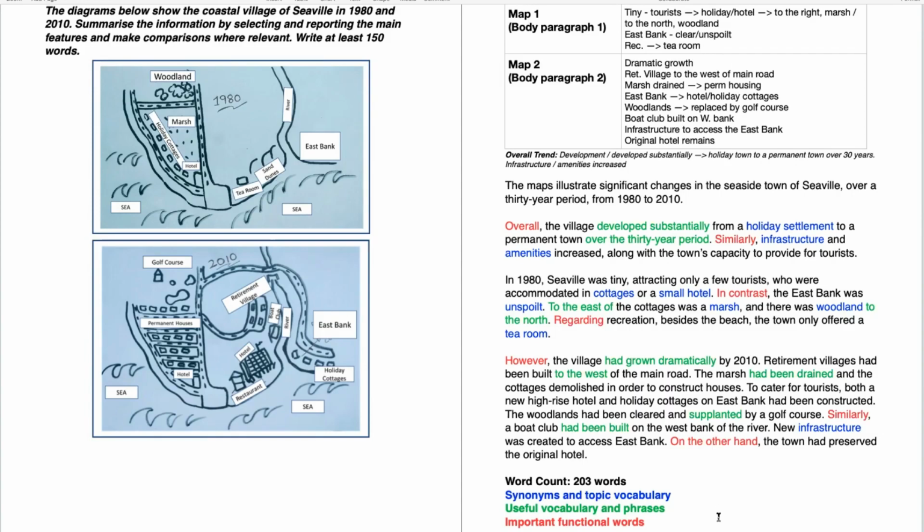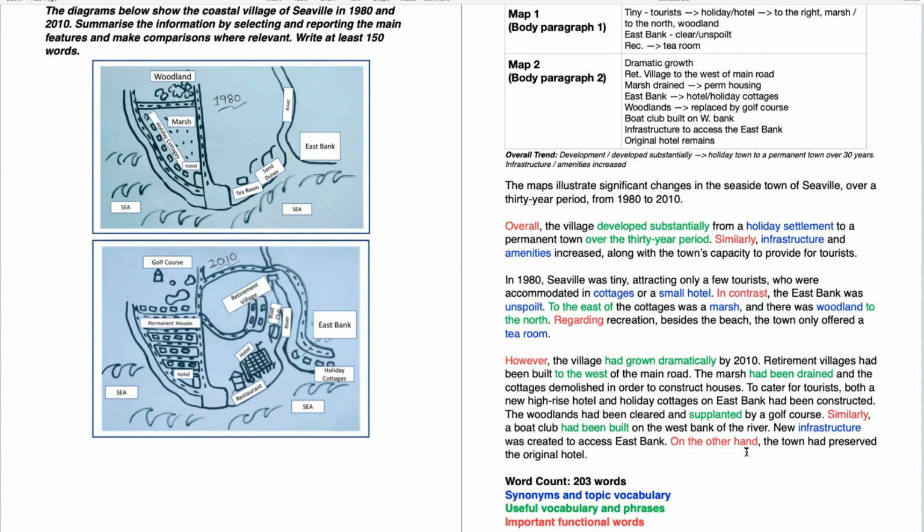Now I've saved the best for last, the green, our useful vocabulary and phrases. Notice how basically everything is in the passive voice. So we see the village developed substantially. Here it is the past tense because we're looking at a 30-year period in the past. So keep that in mind. In our body paragraph 1, we have our direction to the east of and also to the north. And then this last paragraph is very important, especially for their grammatical range and accuracy.